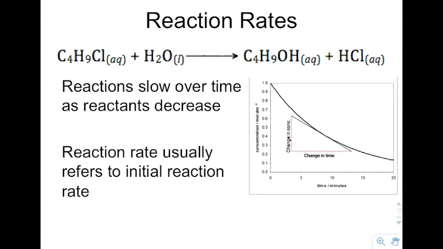As you do this, the reaction will slow over time as the reactants decrease. So the reaction rate usually refers to the initial rate of concentration. Whenever I say the reaction rate is, it's generally referring to this initial reaction rate. And most of the time it tries to specify, it says the initial reaction rate is.